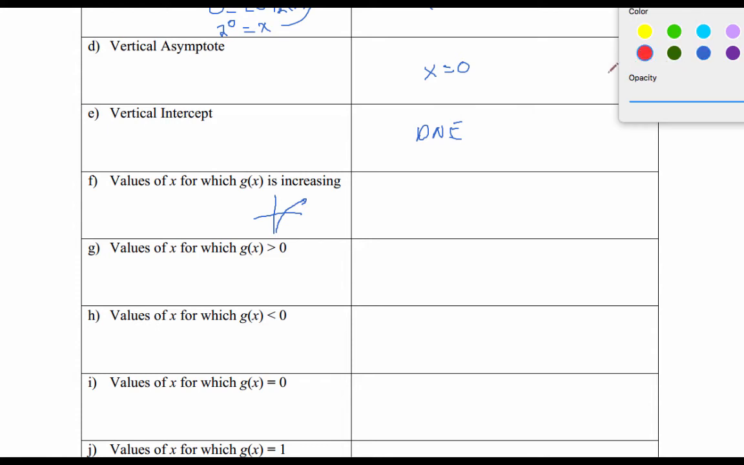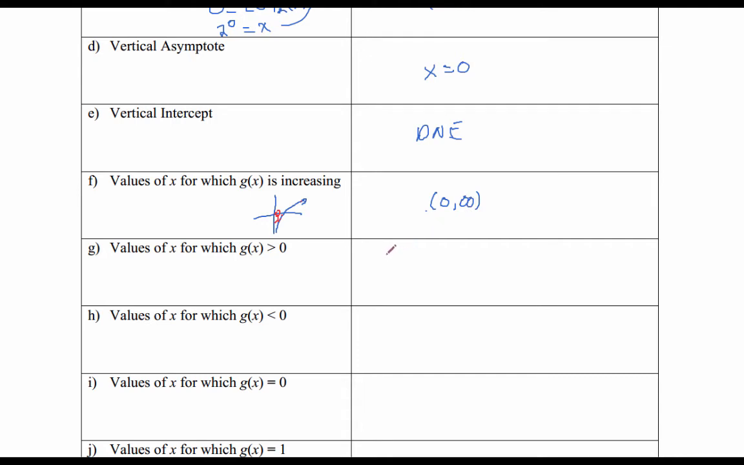If you were by chance to be standing anywhere on this graph, and you kept walking along the graph, notice as you move from the left to the right, you're always going to be going uphill, no matter what x value you pick within the domain. And so what that tells me is the values of x for which g of x is increasing is the same as the domain of the function, which is from 0 to positive infinity. It's increasing over its entire domain.